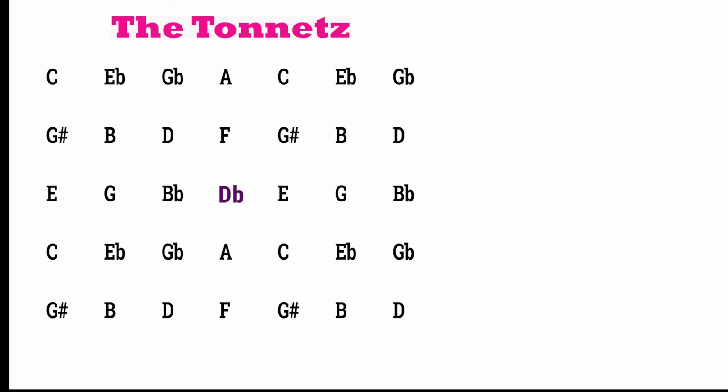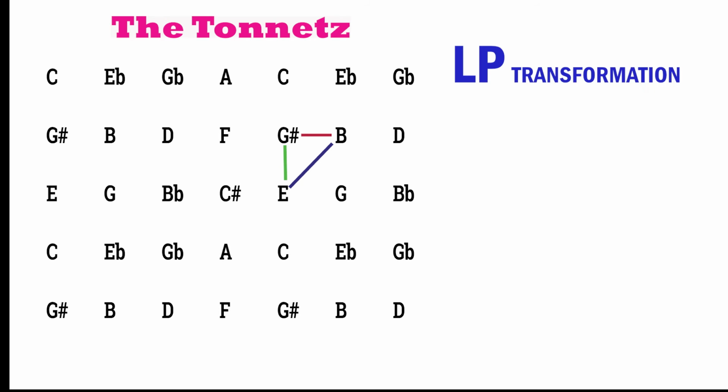If we can use one transformation to create one relationship, it makes sense that we could also use two or even three transformations to get to more distant relations. Let's take an E major triad. Let's position it here on the tonnetz using our three lines: horizontal, vertical, and the hypotenuse. And let's apply an LP transformation to this major triad. First, let's start with the L.